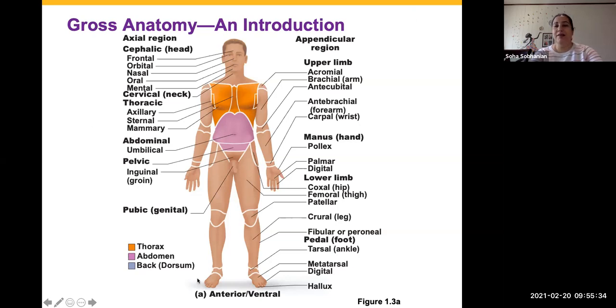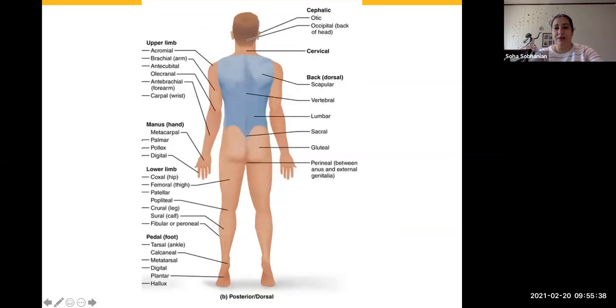So this is the anterior view or frontal view. And then the next image, you have the posterior view of the vocabulary for the posterior view. Again, this is really good for you guys to fall into the habits of learning this now rather than later because it makes your job a lot easier.